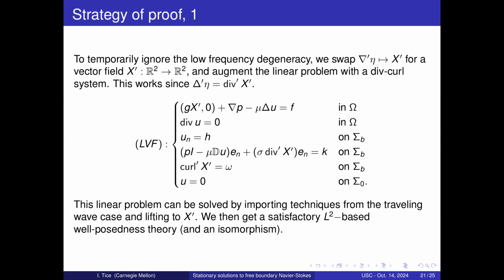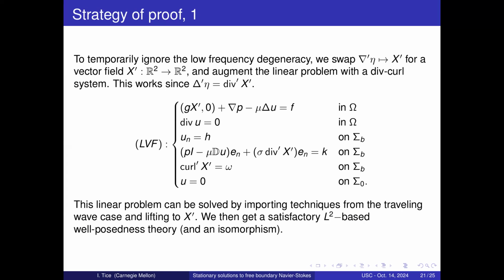So the initial observation is to go back and hack the linear problem. Part of the problem when doing analysis on the original version of the linear problem is that we think of eta as a function, and then the gradient of eta appears over and over, and the Laplacian of eta appears, but eta itself doesn't. So the new approach is to forget about eta altogether and replace the gradient of eta with a generic two-dimensional vector field.